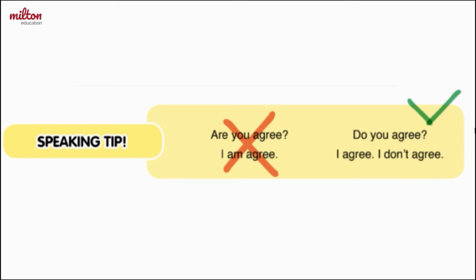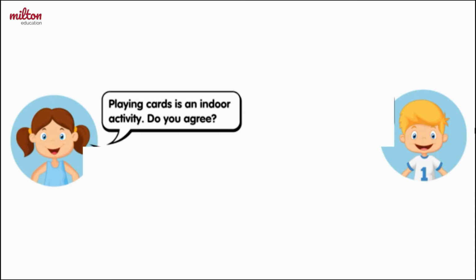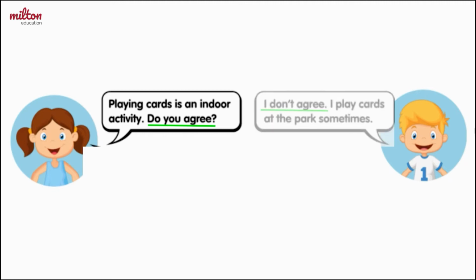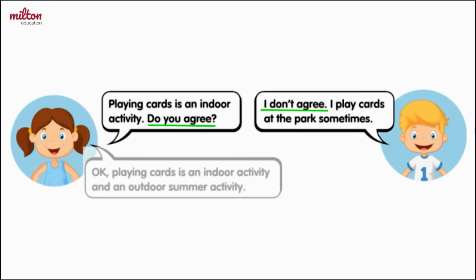Let's look at an example. Here Daisy and Jacob are talking. Daisy asks, "Playing cards is an indoor activity. Do you agree?" She's asking, "Do you think the same?" And Jacob says, "I don't agree. I play cards at the park sometimes." So Jacob doesn't think the same. And Daisy says, "Okay, playing cards is an indoor activity and an outdoor summer activity."